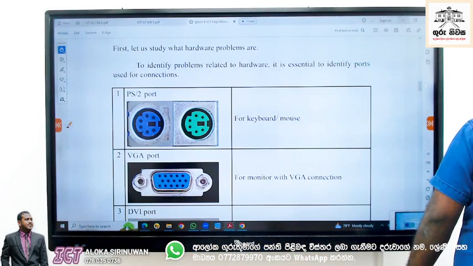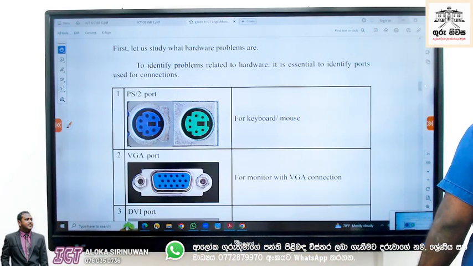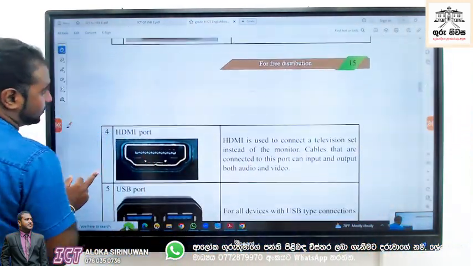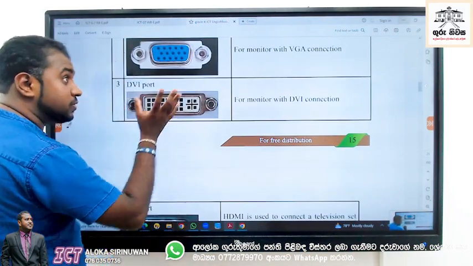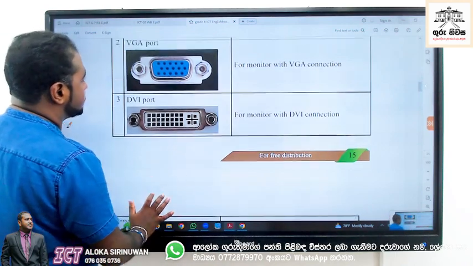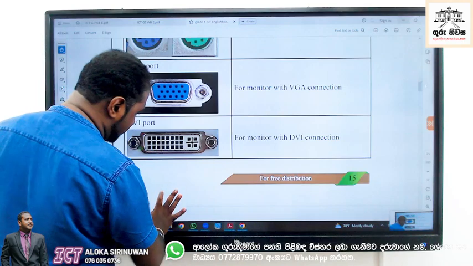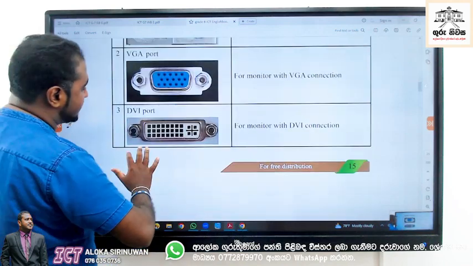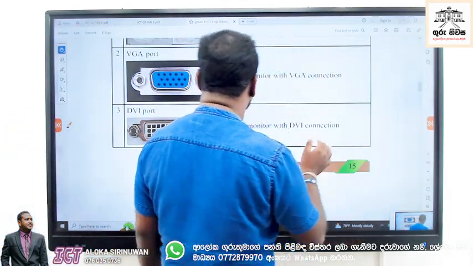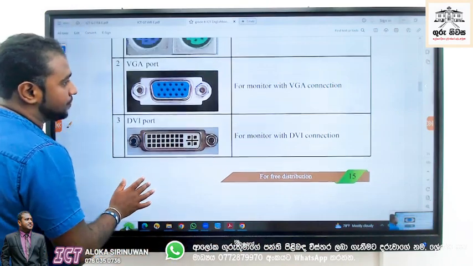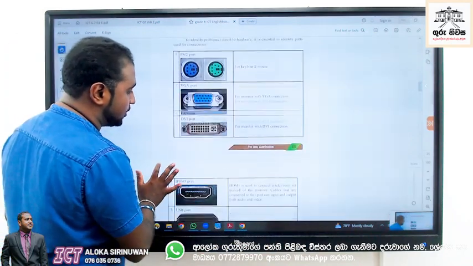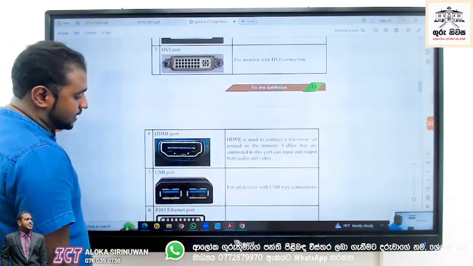Then we studied the VGA card and VGA port, the HDMI port, and the DVI port. I told you those three ports are used to connect your monitor, your screen, with your computer system. HDMI stands for High Definition Multimedia Interface, DVI stands for Digital Visual Interface, and VGA stands for Video Graphics Adapter. These are the main ports we use to connect the monitor to the computer system.